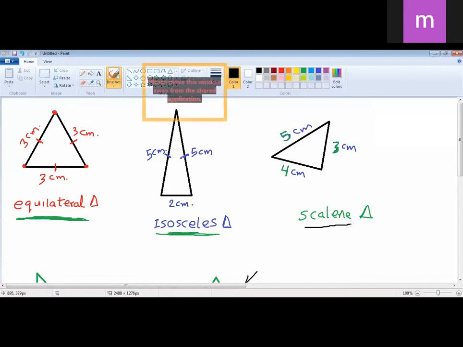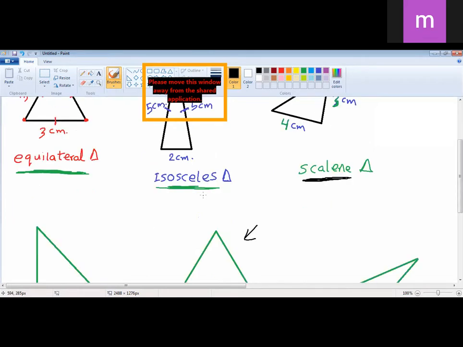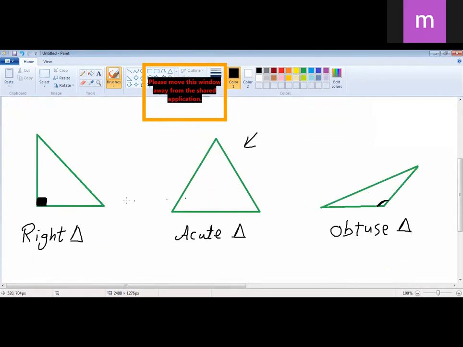No need to memorize the names now. Just tell me how many sides are equal in length. This is according to the side length. If you talk about the angles, here we have a right angle. Since we have a right angle, we have to say it's a right triangle.